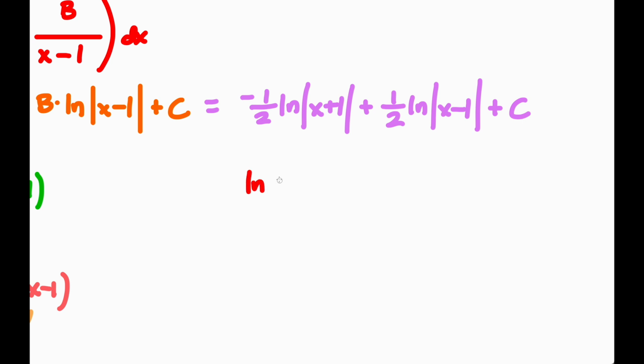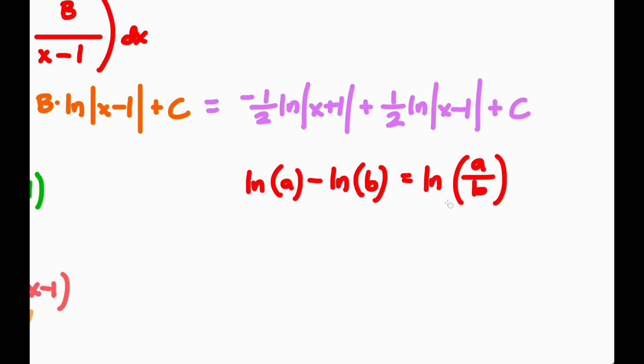So if you have the log of something, let's just say it's a, minus the log of something else, let's just say it's b, it's actually equal to the ln of a over b. So I'm going to use this formula essentially on this light purple step here. It's minus here, so this one's going to be on the bottom. If you notice, whatever's after the minus is on the bottom, the b. So I'm going to use that to basically simplify this answer a little bit more.